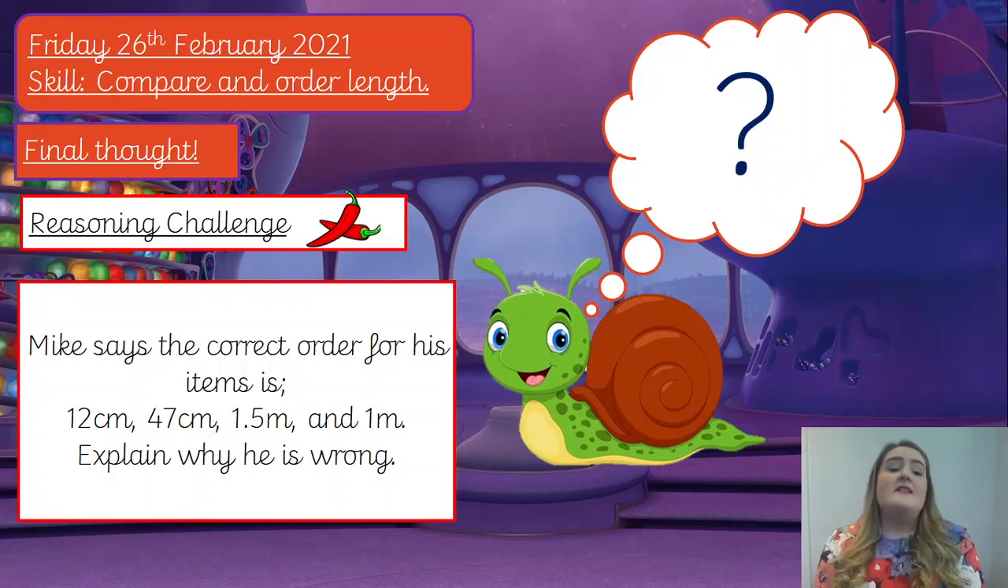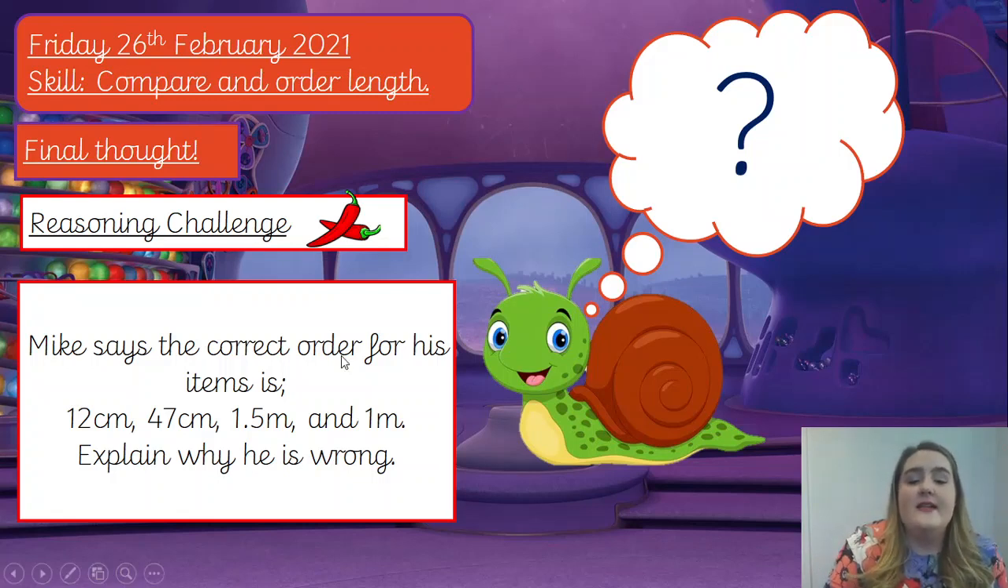Okay, well done. So Mike is wrong because 12 centimetres and then 47 centimetres is fine. But here, how many centimetres are in a metre? Well done, 100. So here, this would be 100 centimetres. And then this one would be 150 because it's 1.5 metres. So if these were in centimetres, it should be 12 centimetres, 47 centimetres, then the 1 metre, which is 100 centimetres, and finally 1.5 metres, which is 150 centimetres.